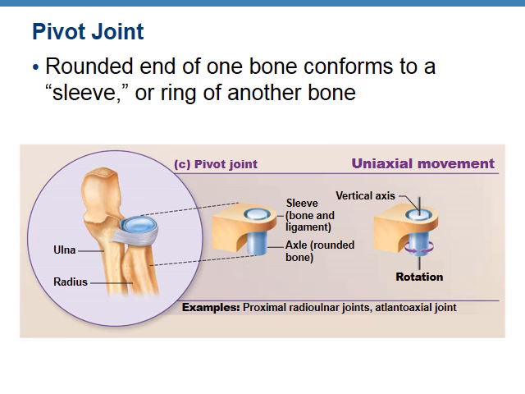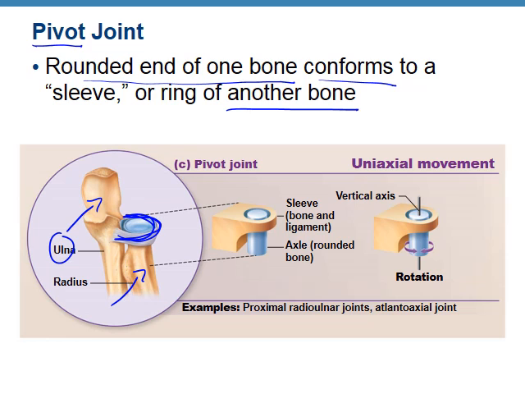Third example of a synovial joint type is a pivot joint. This is when you have a rounded end of bone that conforms to another bone. So here's the ulna, here's the radius, you see the ligament. And remember, this is uniaxial. We can go back to supination, which is anatomical position, and you could go to pronation. That's it. It's only one movement. Palm up, palm down.